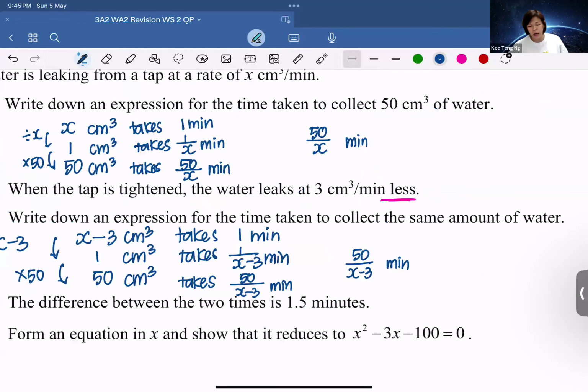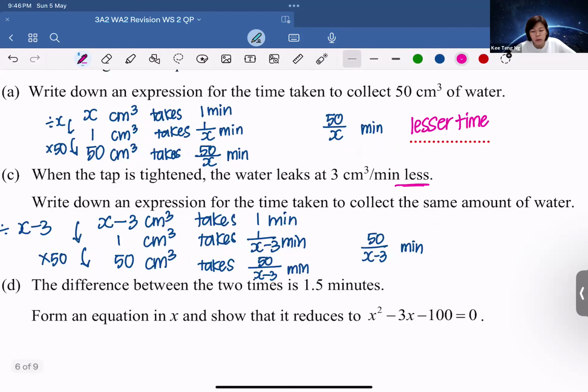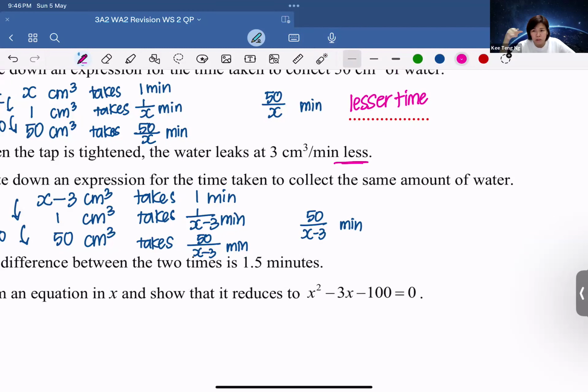Okay, let's take a look at our question. For part A, my tap is not so tight, it's a little bit looser, so the water flows faster. If it flows faster, that means it takes lesser time to collect the 50 cm cube. Whereas when the water is leaking at a slower rate, I need a longer time to collect the same amount of water.